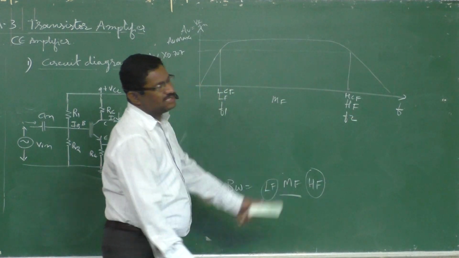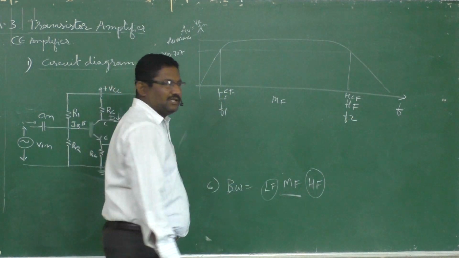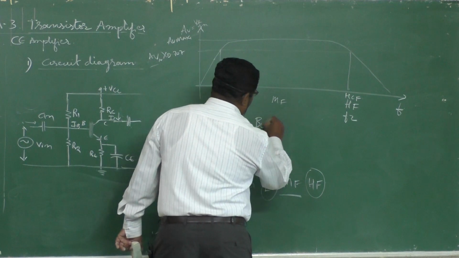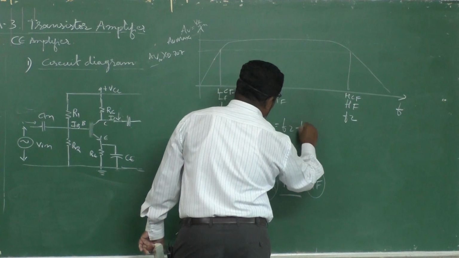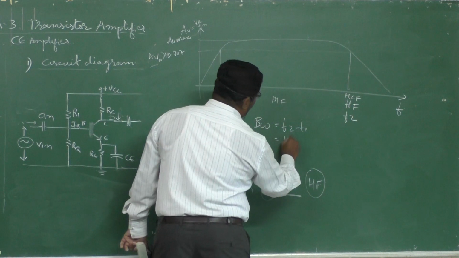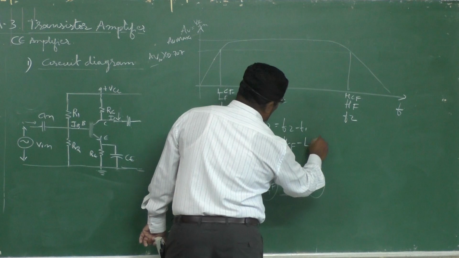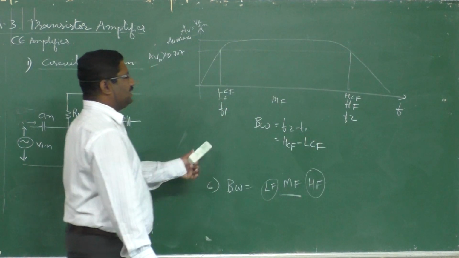And bandwidth is nothing but the difference of F2 minus F1, or in other words, higher cutoff frequency minus lower cutoff frequency. So like this we are getting it.